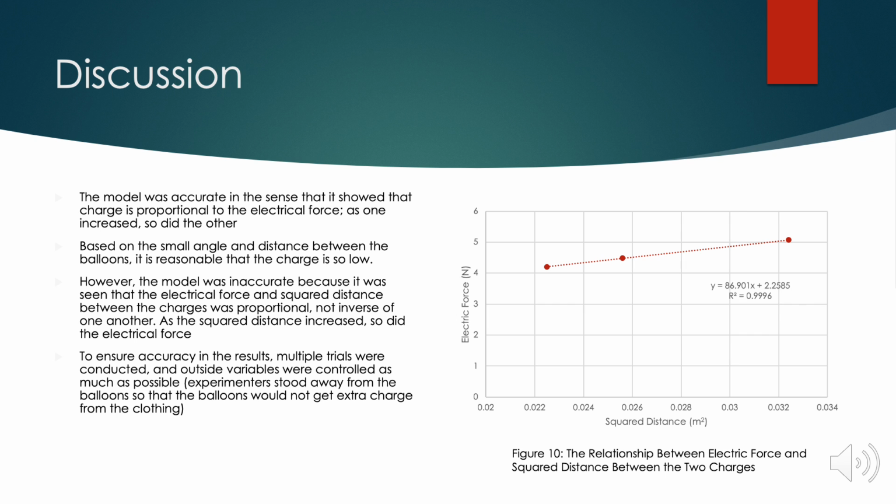Parts of the model were shown to be accurate because it showed a proportional relationship between the charge and electrical force, but it was also shown to be inaccurate because it was seen that the electrical force and squared distance was found to be proportional and not inversely related like they should be. This inverse relationship or proportional relationship can be seen in Figure 10. Multiple trials were done and other outside variables were controlled in order to ensure accuracy in the results.